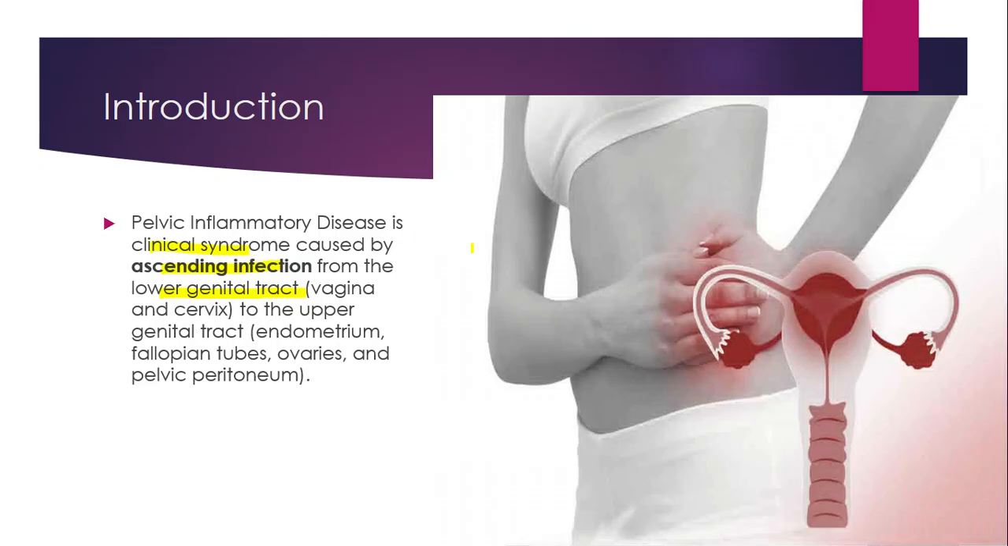Now, infections from the vagina or cervix would eventually move into the upper genital tract, that's the uterus, the fallopian tubes, the ovaries, and the pelvic peritoneum, causing inflammation.